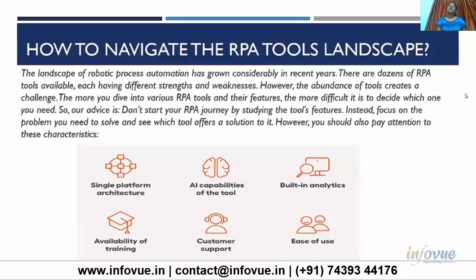Next, how to navigate the RPA tools landscape. The landscape of robotic process automation has grown considerably in recent years. There are dozens of RPA tools available, each having different strengths and weaknesses. However, the abundance of tools creates a challenge. The more you dive into various RPA tools and their features, the more difficult it is to decide which one you need. So our advice is, do not start your RPA journey by studying the tool's features. Instead, focus on the problem you need to solve and see which tool offers a solution to it. However, you should also pay attention to these characteristics: single platform architecture, AI capabilities of the tool, built-in analytics, ease of use, customer support, and availability of training.